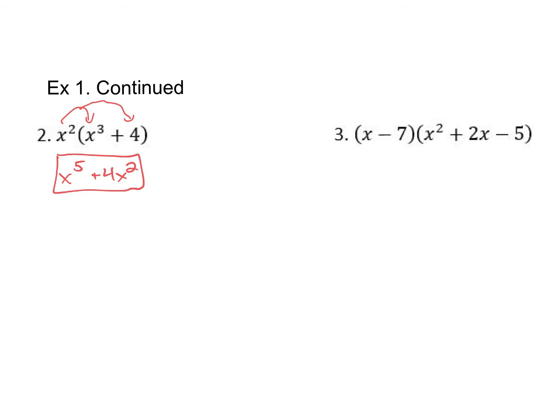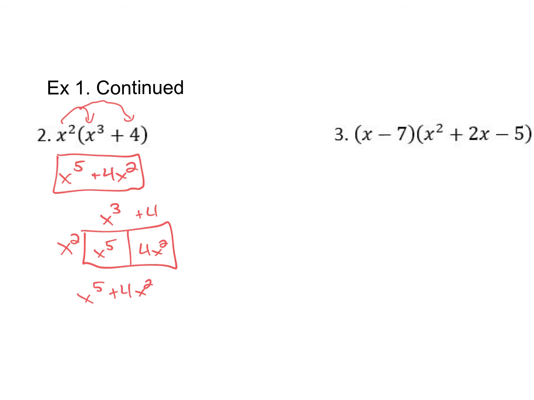Now, if you want to get good at this box method, you'd set your box up with x squared on this side and x to the third plus 4 on the other. Then we'd say, well, x squared times x to the third, and it's still just going to be this, adding those exponents. And x squared times 4 is still going to be 4x squared. Well, there's your answer. Just another way of organizing so that we make sure we distribute to all of our terms.